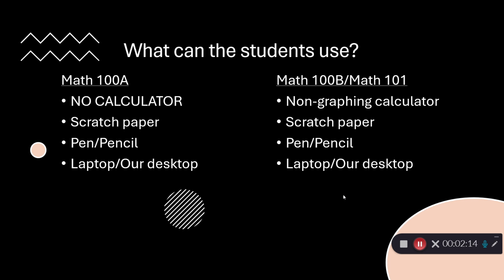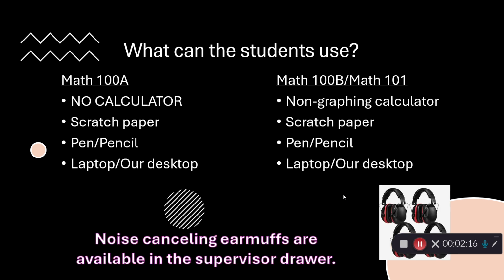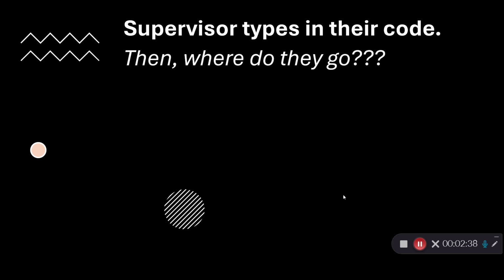Also, we have ordered some noise canceling earmuffs that are available in the supervisor drawer or near it. I have to see where there's room. Those are coming early next week, because we know the lab can be a little loud and a rambunctious place. As they're taking exams, they don't have to use these earmuffs, but if they want to, they're available to them. And they're red to match your vest. So exciting.